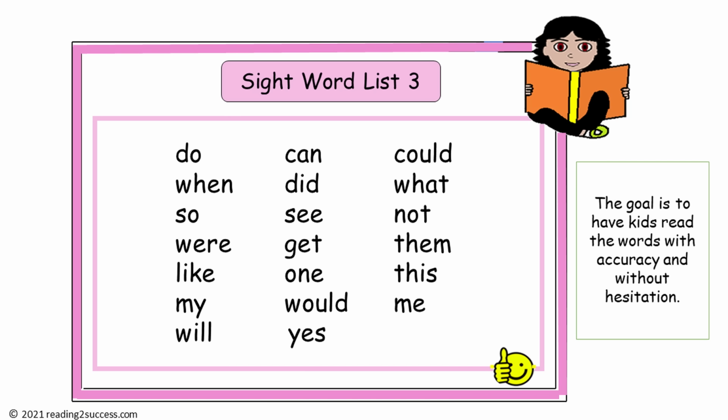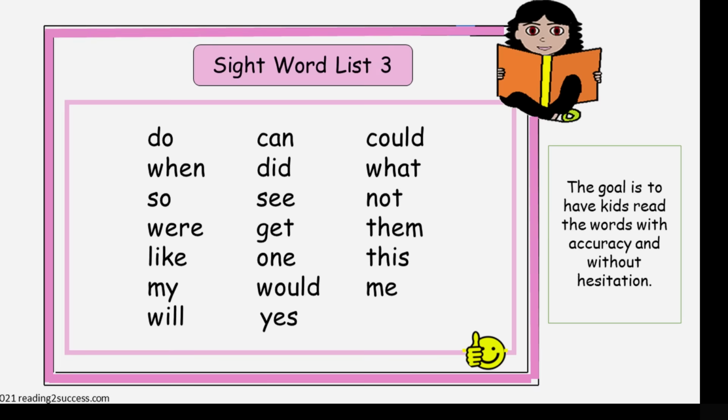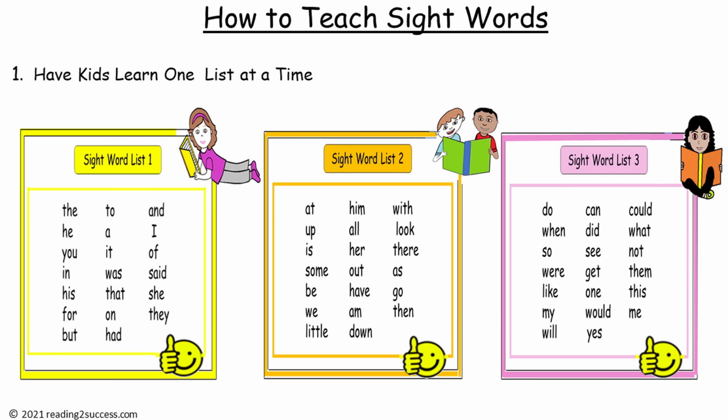After the completion of these activities, the goal is to have kids read the words with accuracy and without hesitation. Do, when, so, were, like, my, will, can, did, see, get, one, would, yes, could, what, not, them, this, me. This video focused on the first 3 sight word lists, 1, 2, and 3 out of 11 sight word lists.